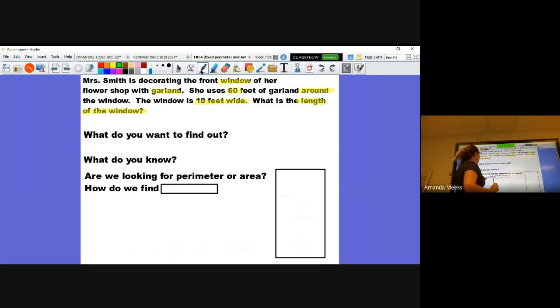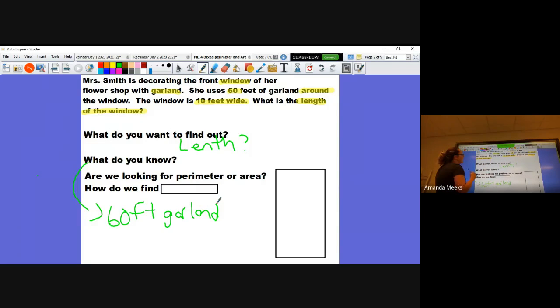All right, so let's talk about what we do know. What do you want to find out? Well, we want to find out the length. We do not know the length. Okay, that's going to be our unknown. What do you know? We know that she has 60 feet. I'm going to write that right here. She has 60 feet of garland. We know that the width, or how wide it is, is 10 feet wide.